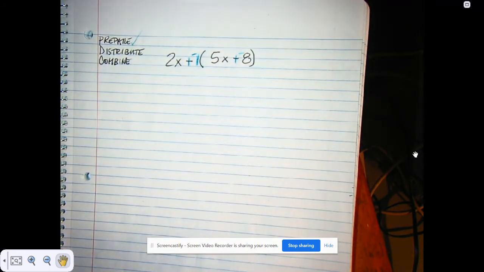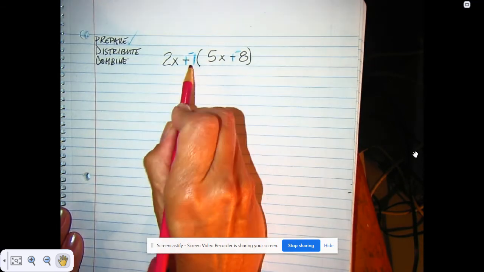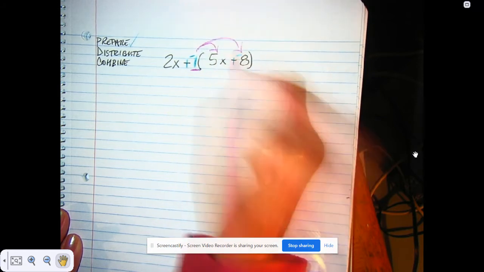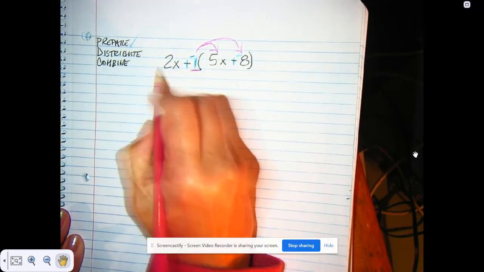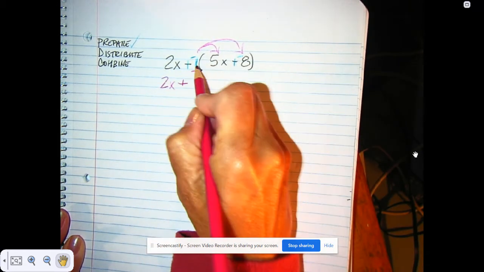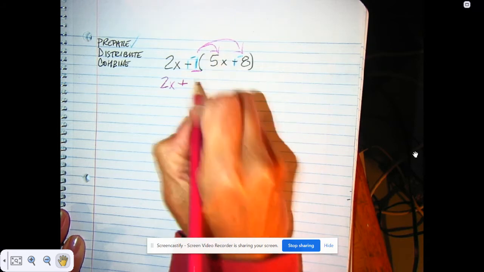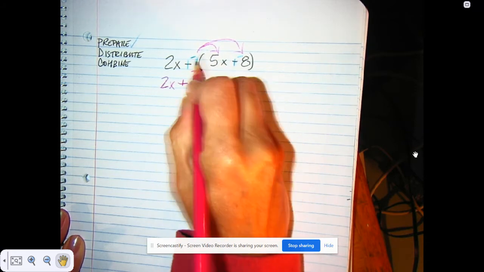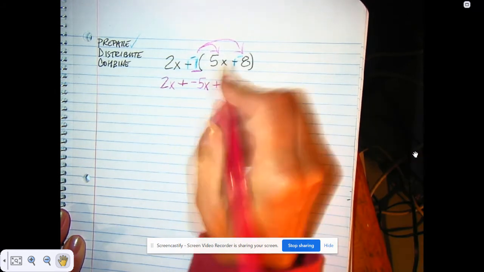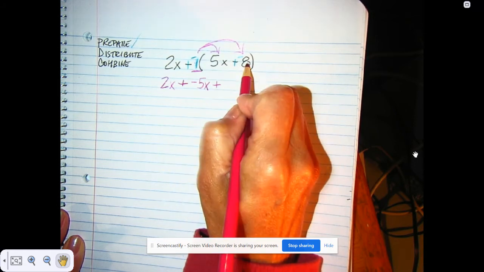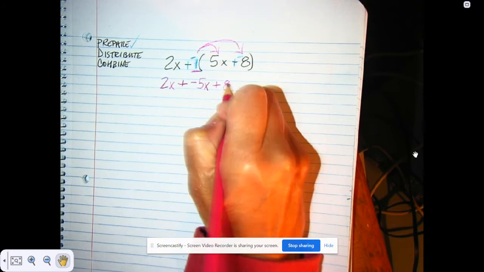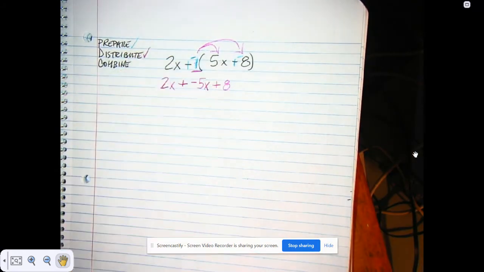Next step we want to do is distribute. That means any number that's touching the parentheses, we have to multiply it to all terms inside. So you make your little rainbows. The 2x is not touching, so that just comes down. Plus, now I need negative 1 times 5x. Negative 1 times 5 is negative 5. This does not have an x. This one does, so that is just an x. Plus negative 1 times negative 8. Remember, put that in your calculator. Negative 1 times negative 8 is positive 8. I'm done distributing. All my parentheses are gone.